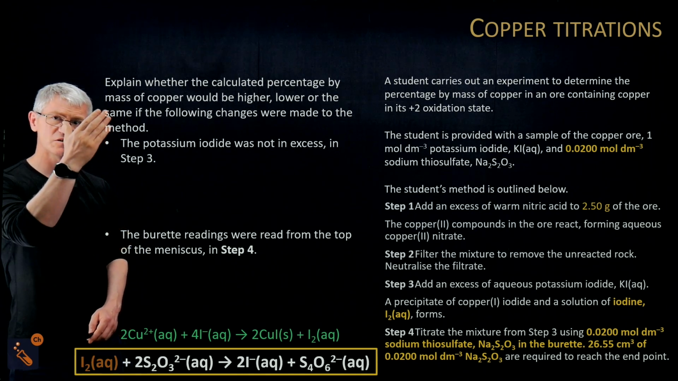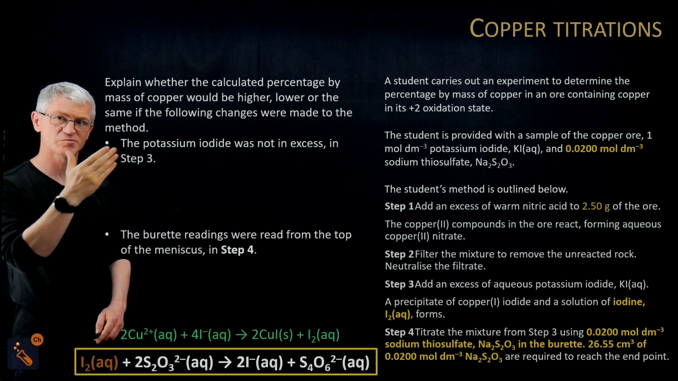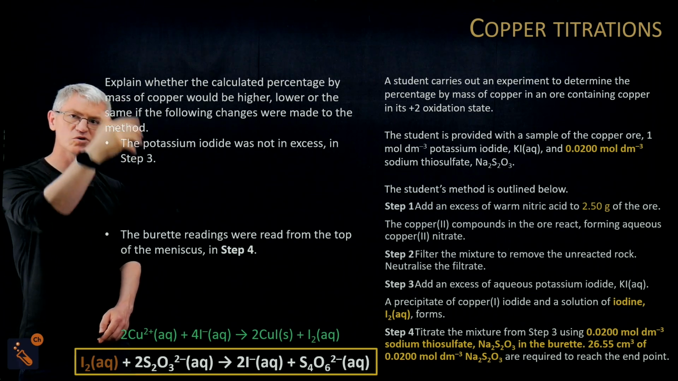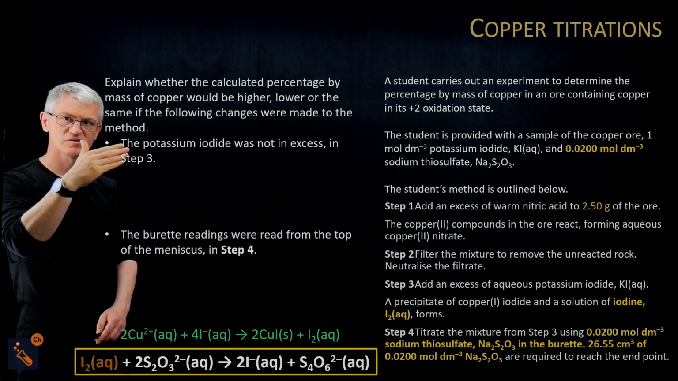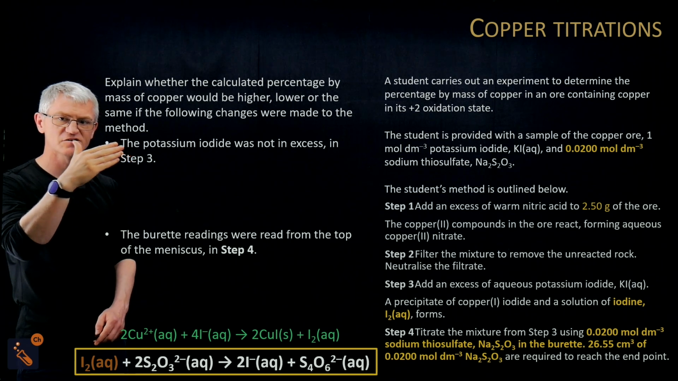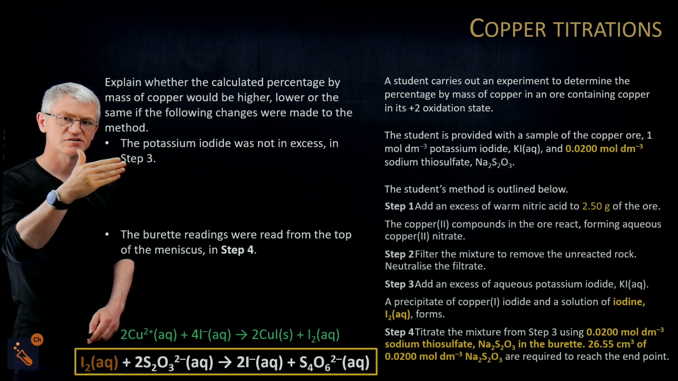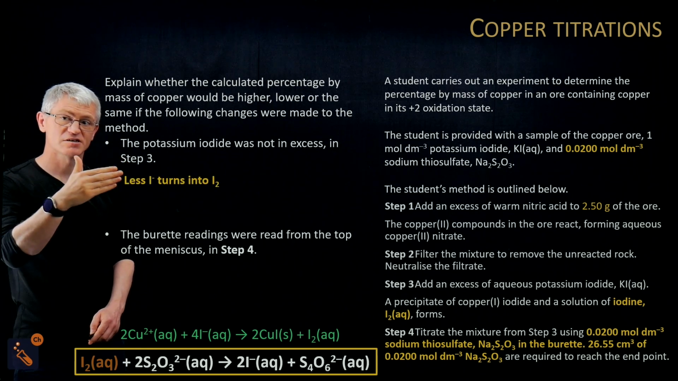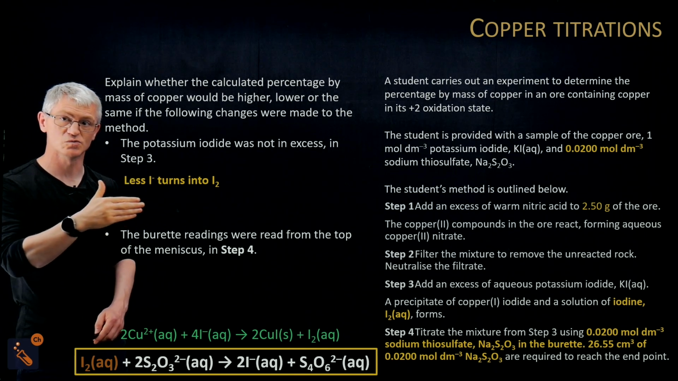we'll go over is when the calculated percentage of the mass of the copper would be higher or lower or the same if the following changes were made. So have a look. Would the calculated percentage mass of copper be higher or lower or the same here? The potassium iodide was not in excess. Okay, not in excess. Would it be less? Would it be more? Now the answer is it would be less, because less iodine turns into I2.